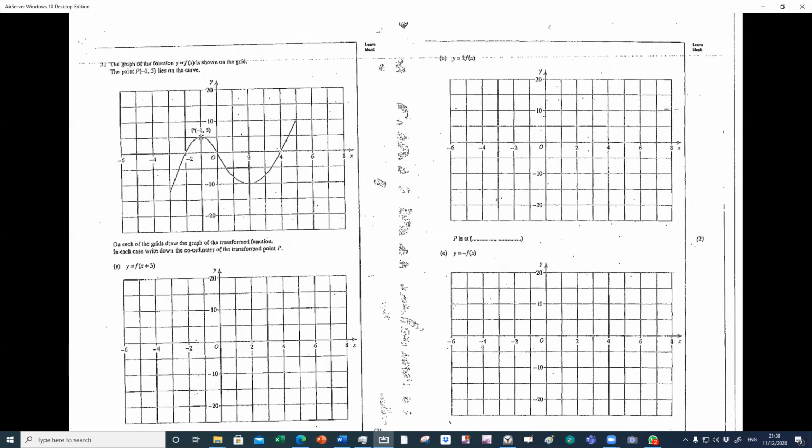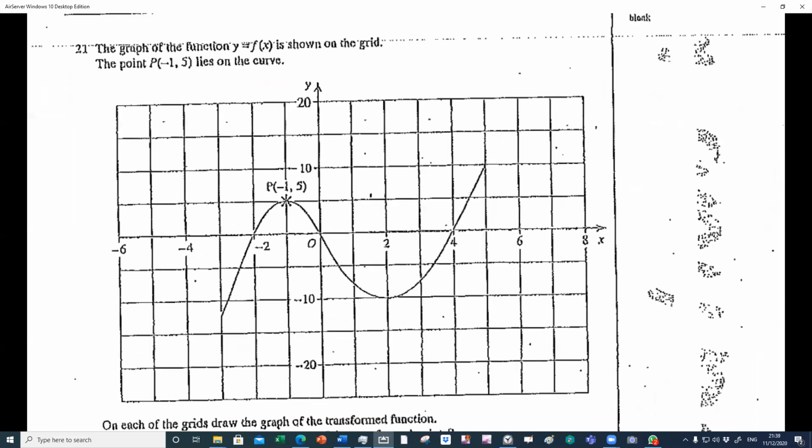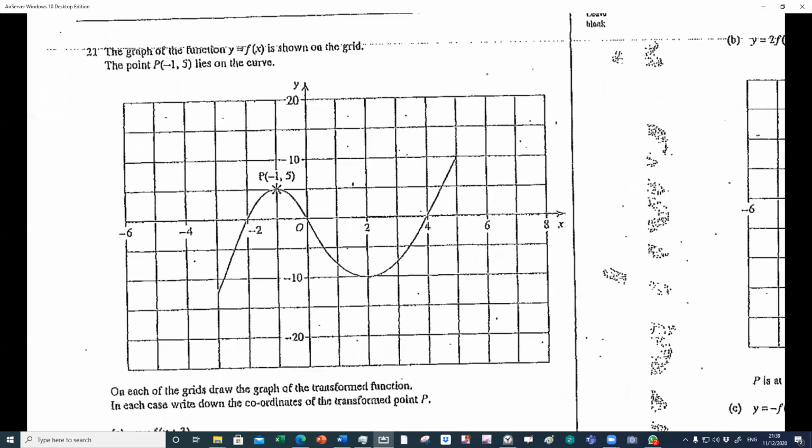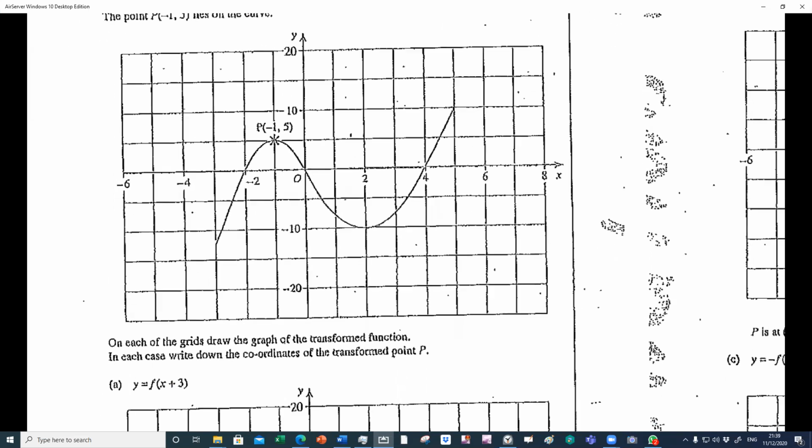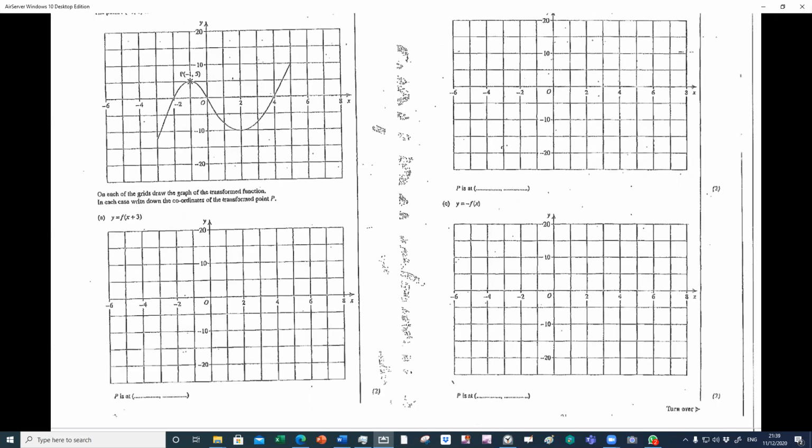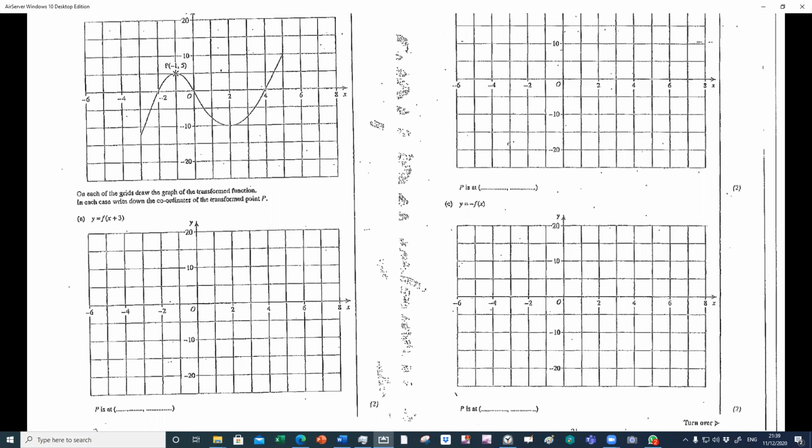Okay. Next question. I'm going to zoom it in for you. The graph of the function y equals f of x is shown on the grid. The point P (minus 1, 5) lies on the curve. On each of the grids, draw the graph of the transformed function. In each case, write down the coordinates of the transformed point P. Lovely. So for the above function, they want you to move it by f of x plus 3.